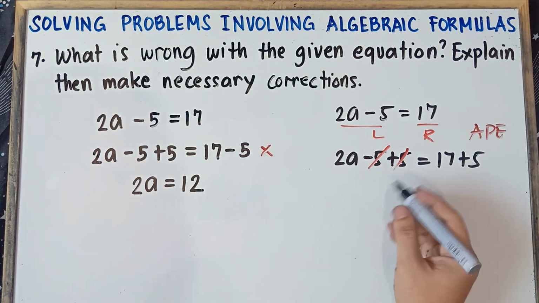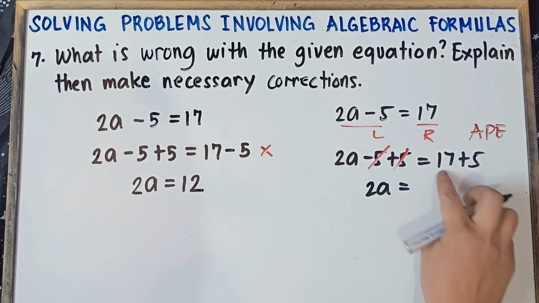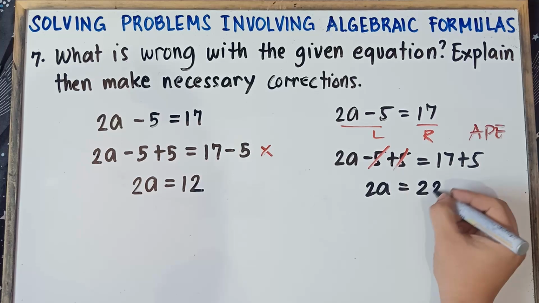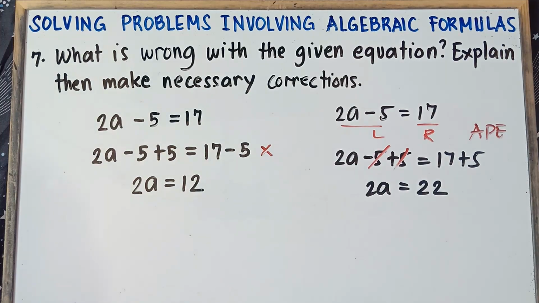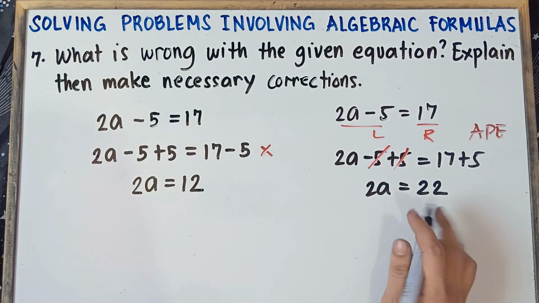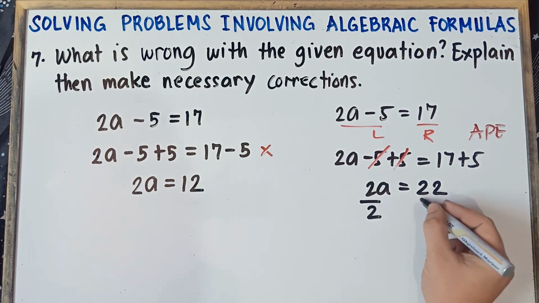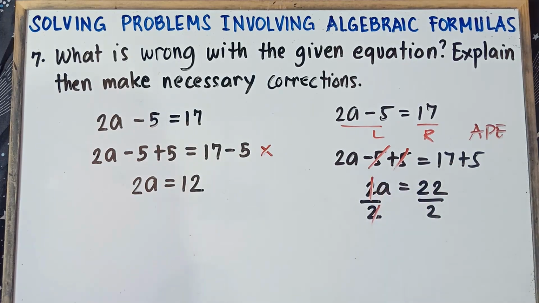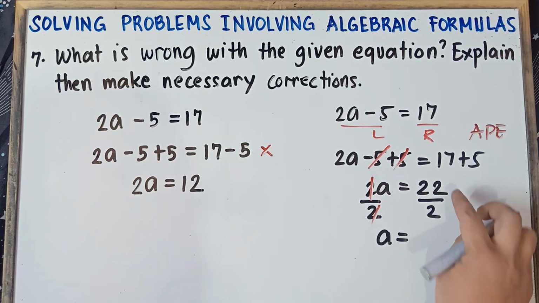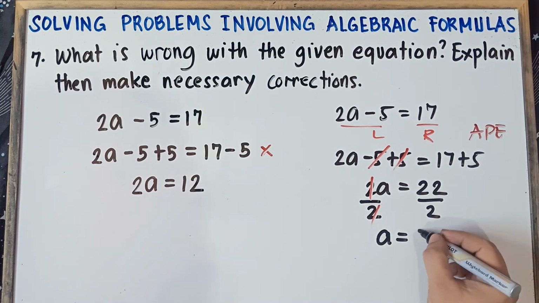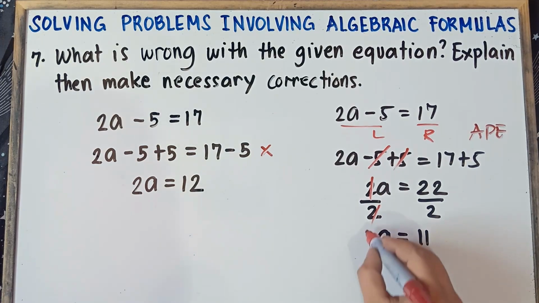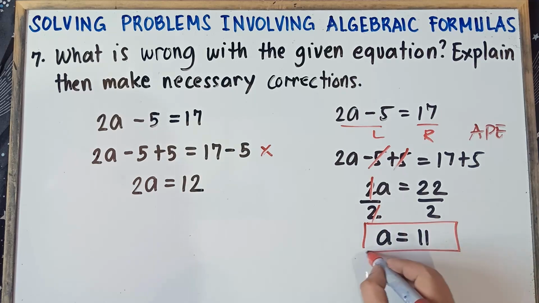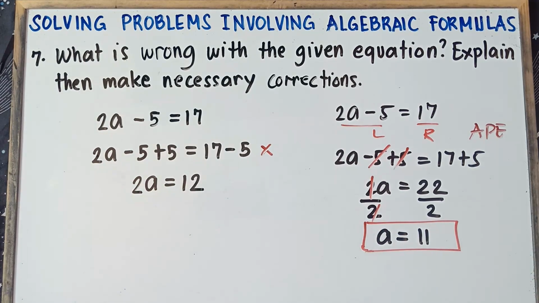Alright, and then cancel this out. So this will be 2a equals 17 plus 5. This will be 22. And then to get the value of a, we can divide both sides by 2. Divide by 2. So cancel this out. And the value of a is equal to 22 divided by 2. That would be 11. That's it, class. That's the answer with regards to number 7. The value of a, that is 11.